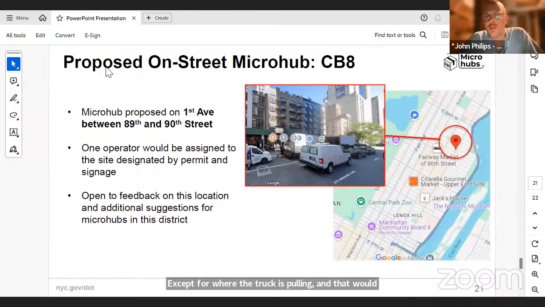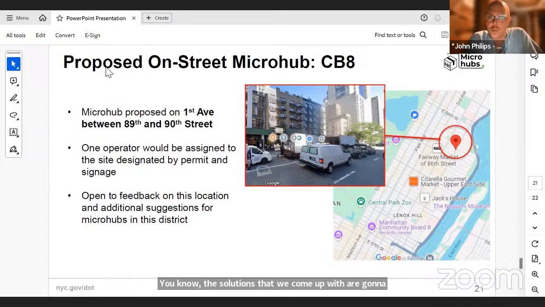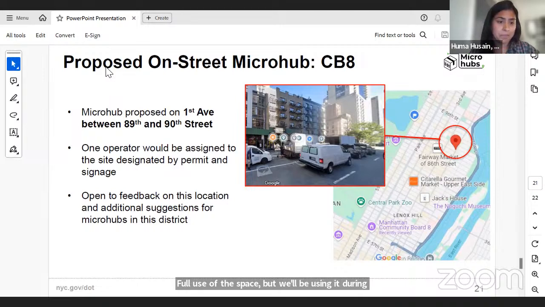I mean, it also makes sense to say that we need to address this problem, and the solutions that we come up with are going to be something the city is going to be playing with from now on, quite frankly. And so just to reiterate, it sounds like they'll have full use of the space, but we'll be using it during specified operating hours. Yeah. And that might look something like a 9 to 5.